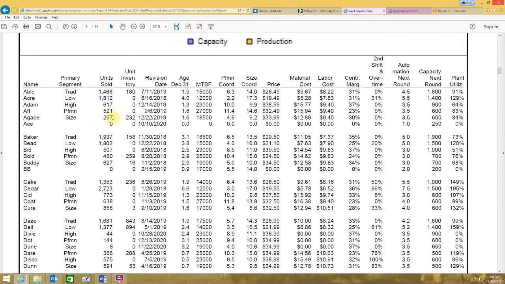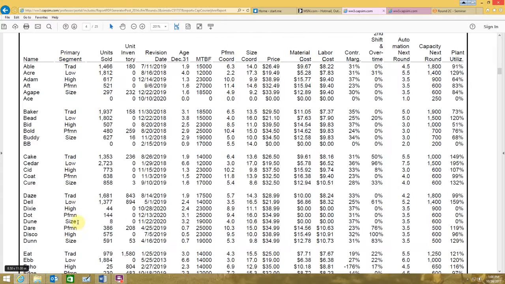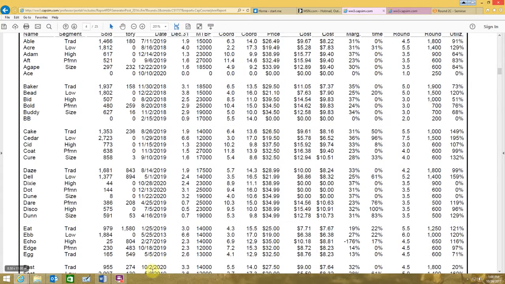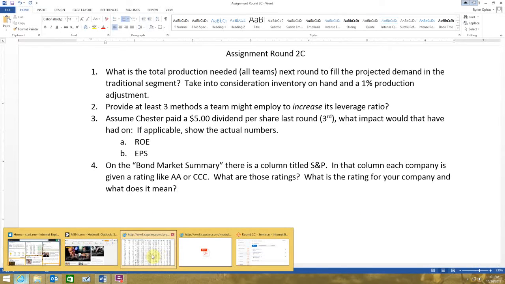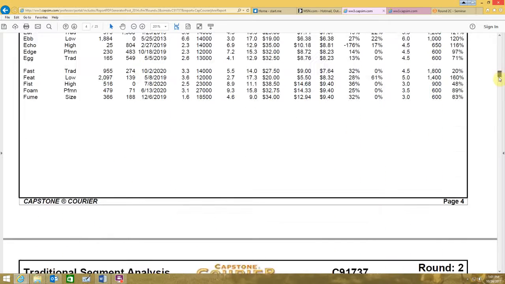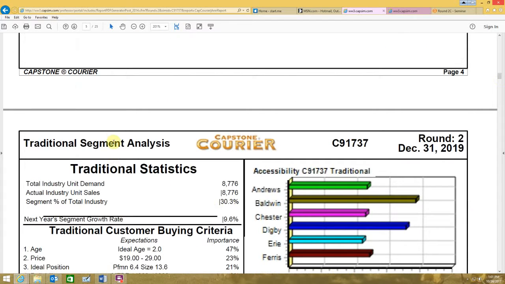Eat we would count. So anything that's listed here as being a traditional product, that's the inventory that we would count. The other part of that, of course, the projected demand just comes right from that particular segment analysis, or segment, what's that called? I'm sorry. The segment traditional segment analysis. I did have it right.